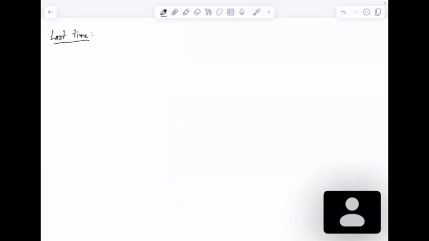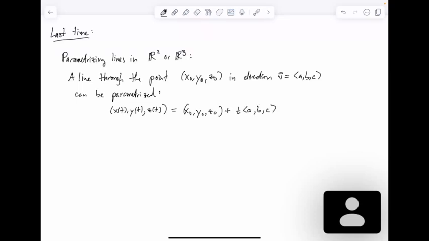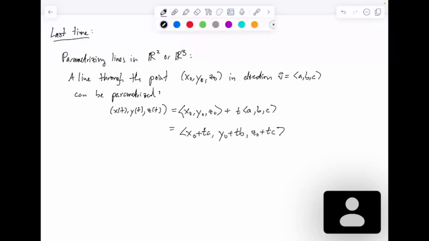The first thing we did, we had this operation which was parameterizing lines in R2 or R3. A line through the point with coordinates, say, x0, y0, z0 in the direction ABC can be parameterized by x of t, y of t, z of t equal to x0, y0, z0 plus t times ABC. Maybe I should put these angle brackets here just as a formality. So it's x0 plus ta, y0 plus tb, z0 plus tc.